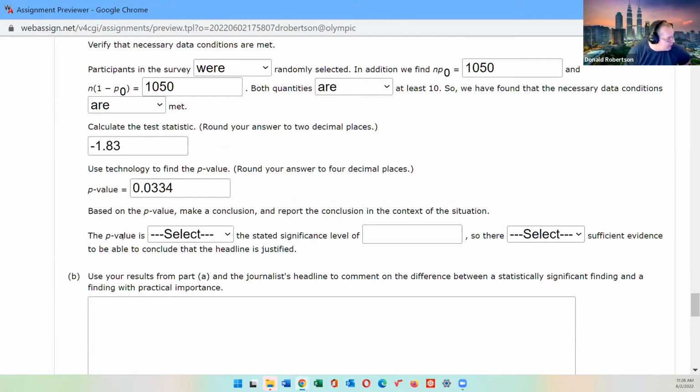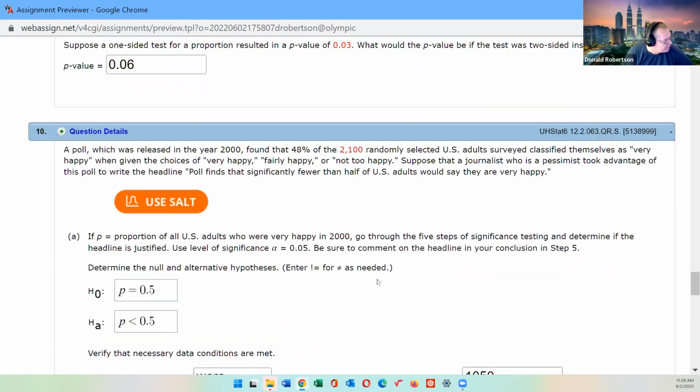Right. Now, the p-value is less than the significance level of 0.05. Would you agree this guy is less than that? So there is sufficient evidence to conclude that the headline is justified. Well, let's say at least true in a way. But I have problems with the way they phrased it.